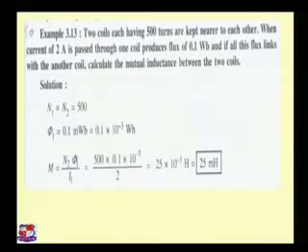Example number 5. Two coils each having 500 turns are kept near to each other. When current of 2 ampere is passed through one coil, it produces the flux of 0.1 Weber, and if all this flux links with the other coil, calculate the mutual inductance between the two coils.